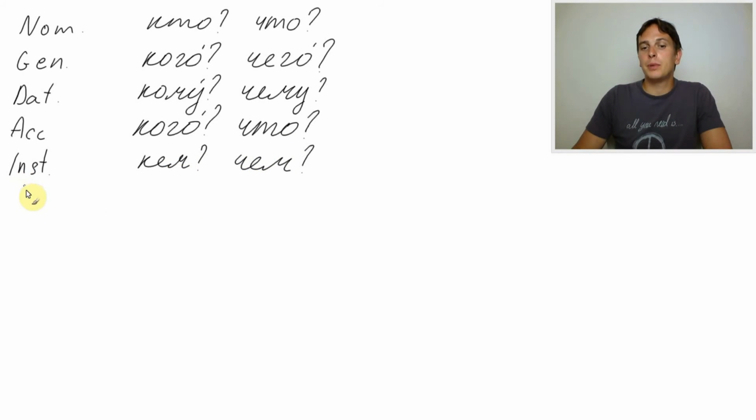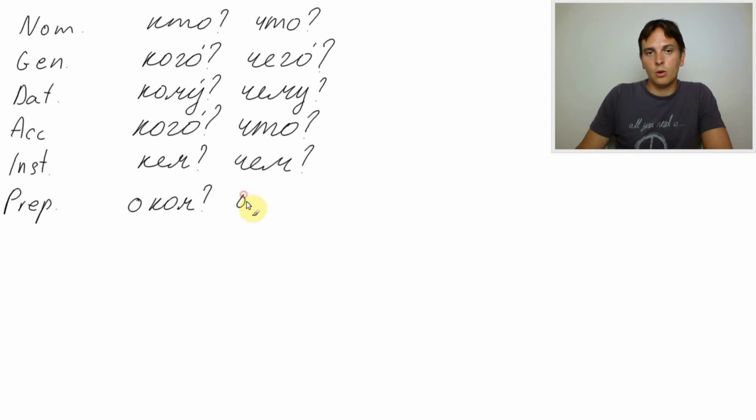And prepositional. Prepositional case, о ком, о чем, about whom and about what. О ком, about whom, о чем, about what.